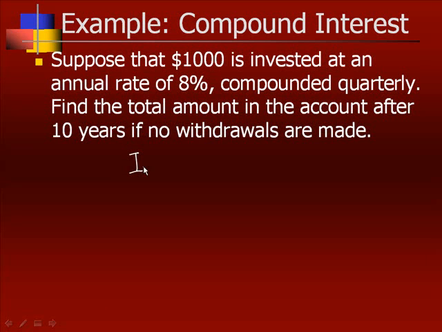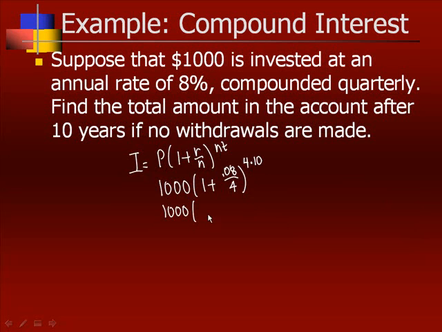So our formula says I equals P times (1 plus R over N) to the NT power. P is the principal, which is 1,000, times 1 plus the rate, which is 8%, divided by N, the number of times it's compounded per year. Compounded quarterly means 4 times per year, and we are doing that to the NT power. So N is still 4, and T is 10 years.